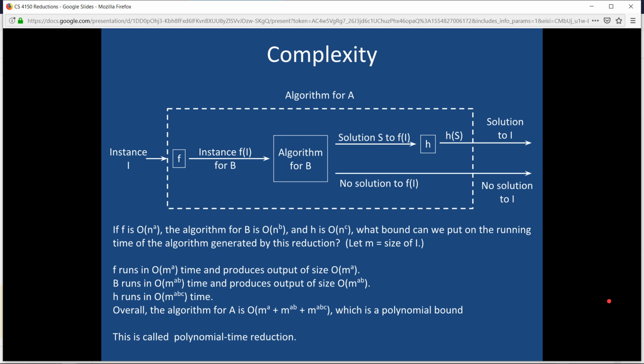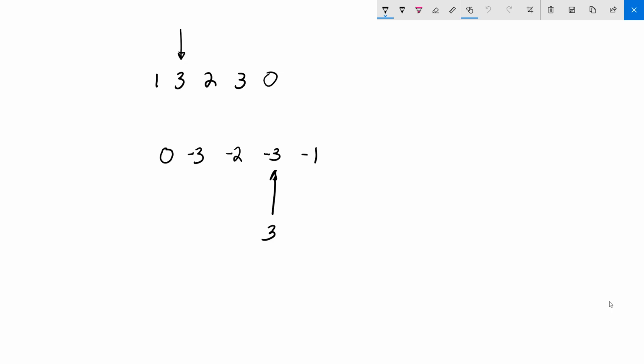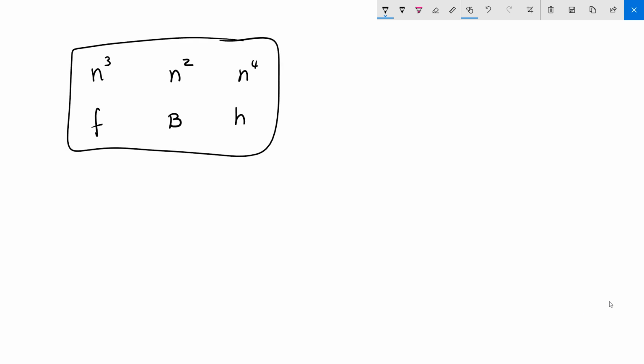Let's say we're cascading. So we have an n cubed algorithm for f, then we have an n squared algorithm for b, and then we have an n to the fourth algorithm for h. So you might say, okay, we run those algorithms in succession, so the whole composed algorithm is going to be O of n to the fourth. But that's not right. Why could it be worse than n to the fourth?